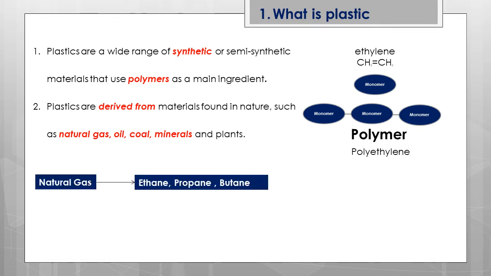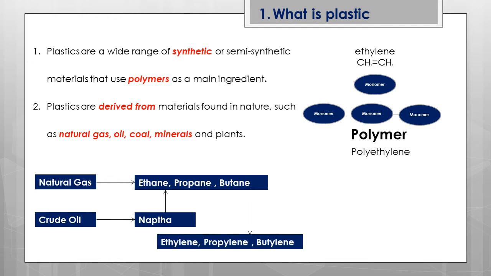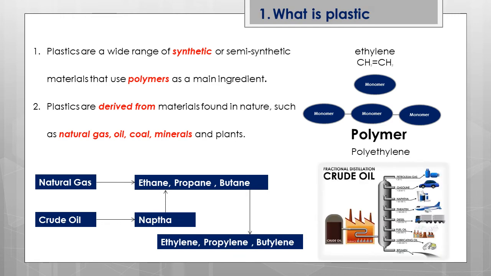First, natural gas gives the output of ethane, propane and butane, and crude oil, where naphtha is one of the byproducts, will further lead to produce ethane, butane and propane. That will lead to produce ethylene, propylene, butylene. These are all basic raw materials for further plastic manufacturing. You can see in the image the fractional distillation of crude oil, with the different byproducts of crude oil. Naphtha you can see over here. This is a basic raw material for manufacturing different types of plastics.